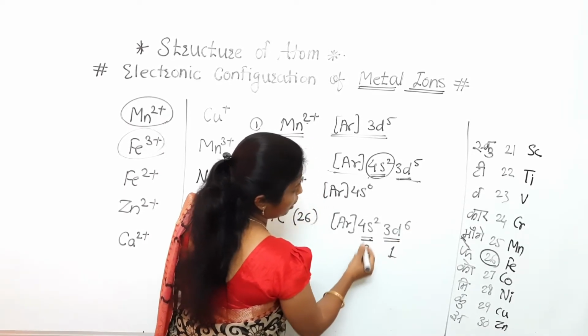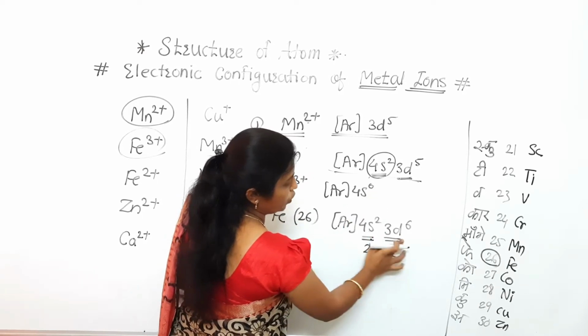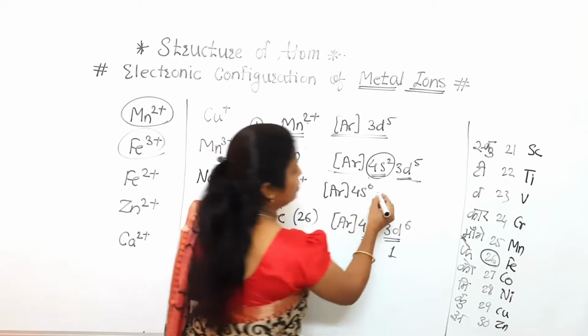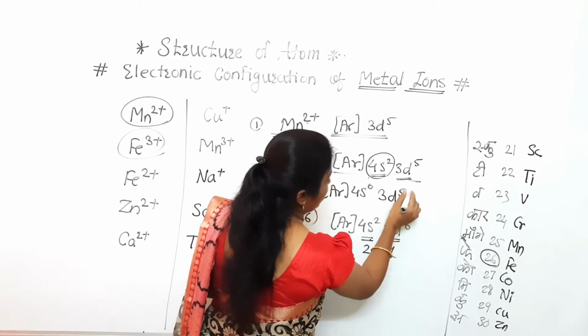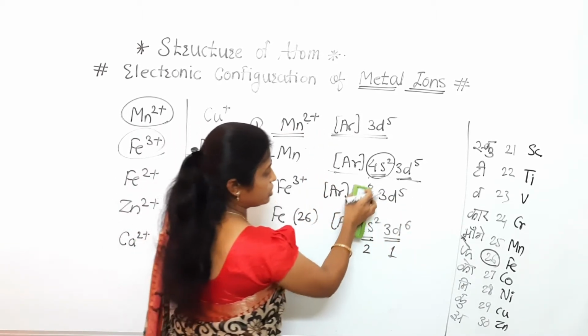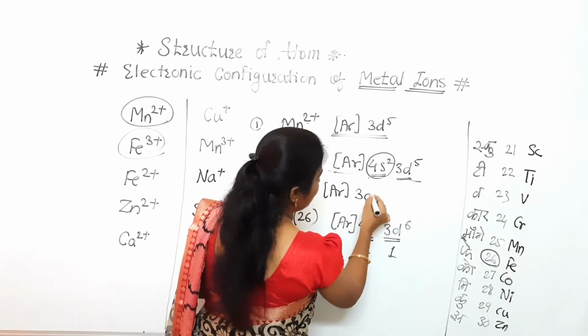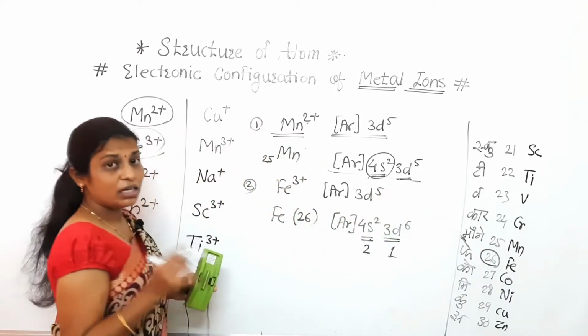So here we have removed 2 electrons, so 4s0. 1 electron removed from the 3d6. That's why it will be 3d5. So instead of that 4s0, we can write the electronic configuration, that is the 3d5. Clear to everyone? Now see.